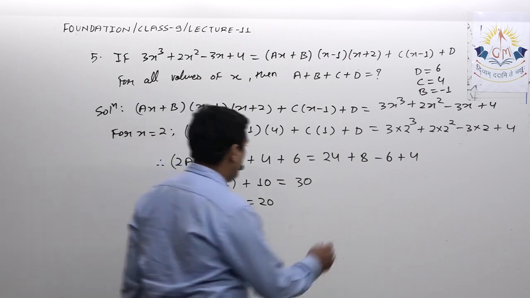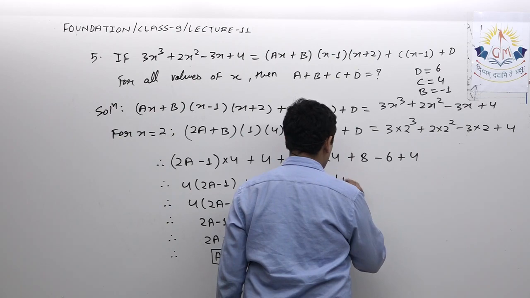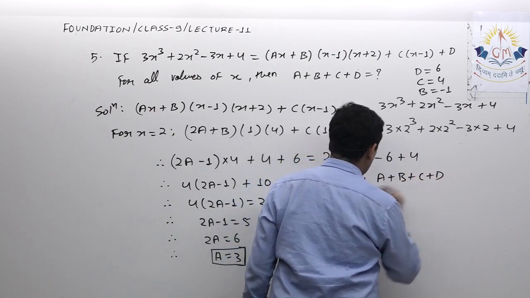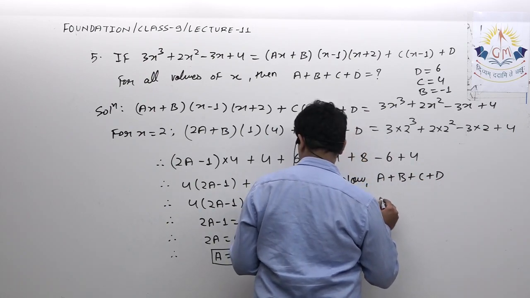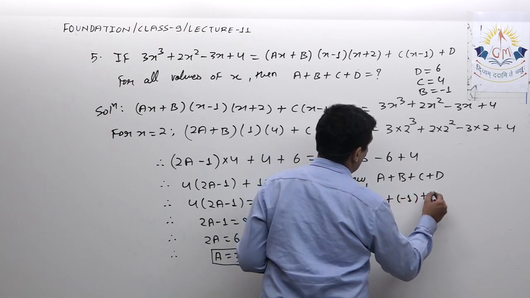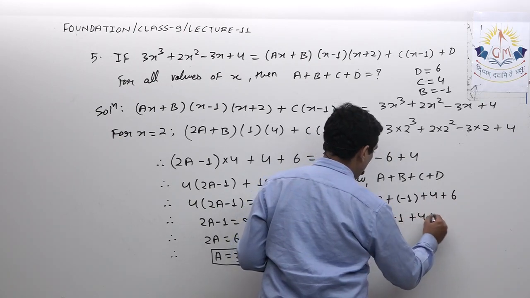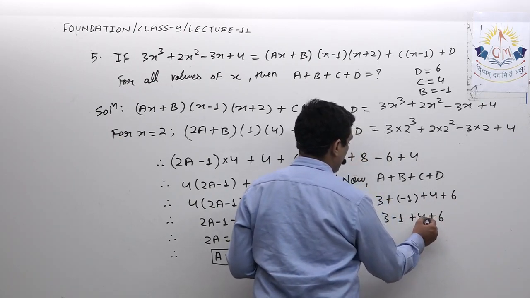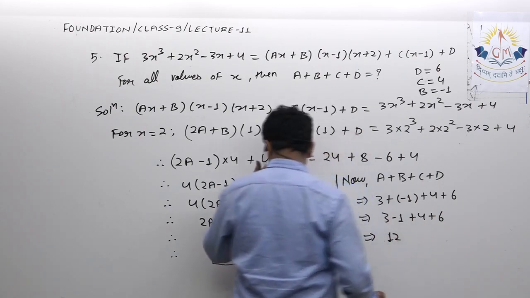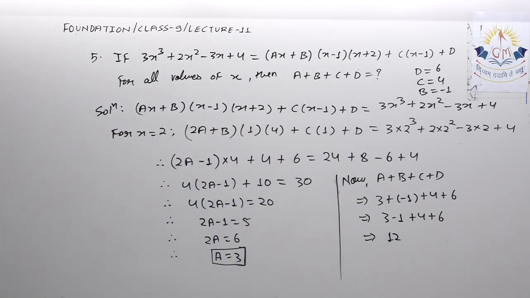Okay, so finally I will get the value of a plus b plus c plus d. So a is 3, b is -1, c is 4, d is 6. So that is equal to 3 minus 1 plus 4 plus 6. 6 plus 4 10, 10 plus 3 13, minus 1 12. My final answer is 12. Please note it down, then we'll see the next question.